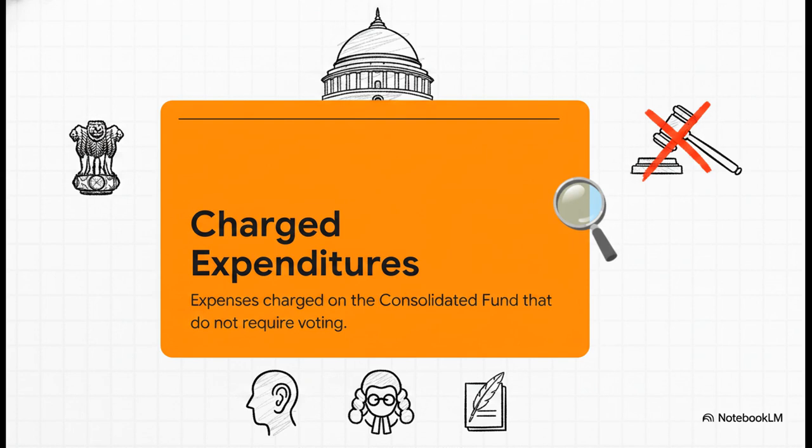Article 112(3) outlines what are known as charged expenditures. These are expenses charged directly on the Consolidated Fund that do not require prior approval or voting by Parliament. They're there purely for accounting. We're talking about the salaries of the President, Supreme Court judges, and the Comptroller and Auditor General. It's a brilliant structural design, really, meant to protect the absolute independence of those critical constitutional offices.